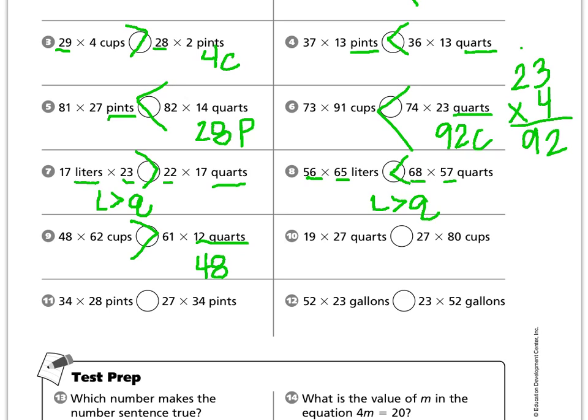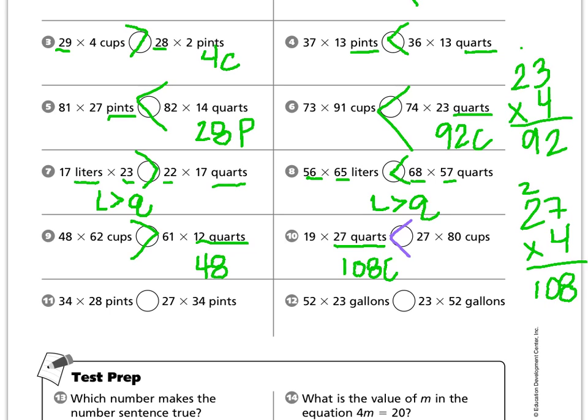19 times 27 quarts and 27 times 80 cups. Go ahead and turn 27 quarts into cups. You'd take 27 and multiply it by 4 and get 108 cups. In the end though, 27 times 80 is going to be greater.